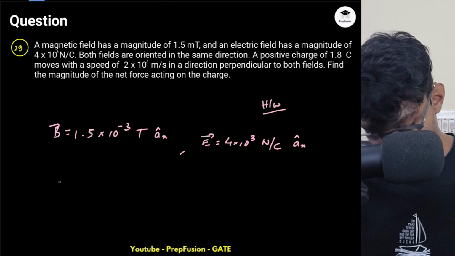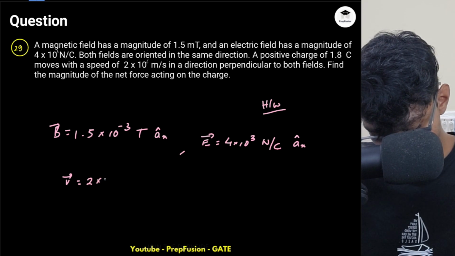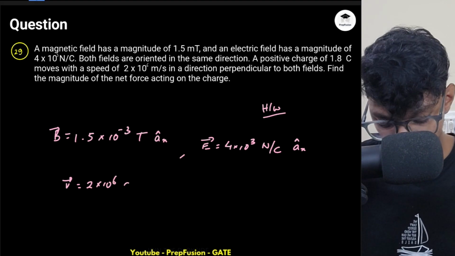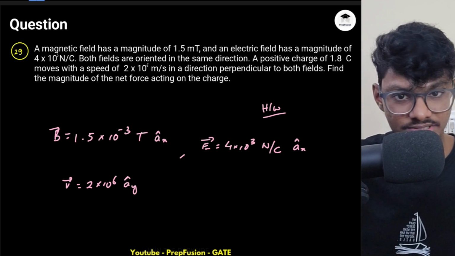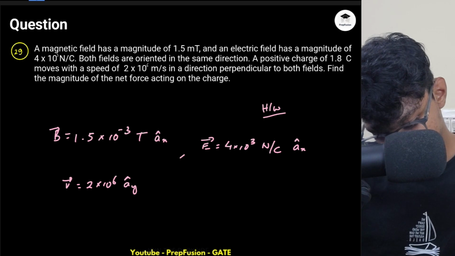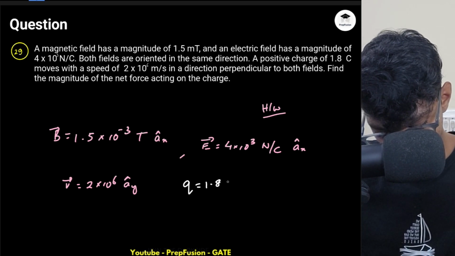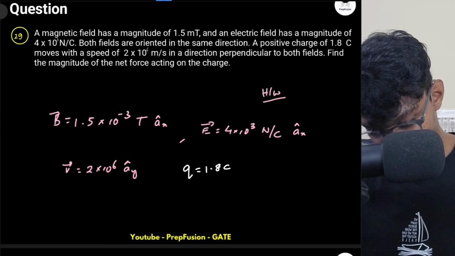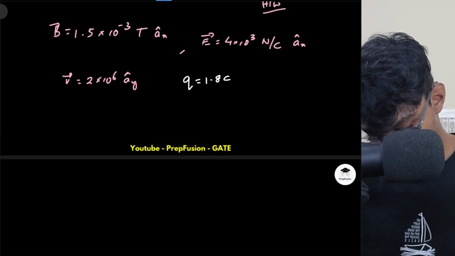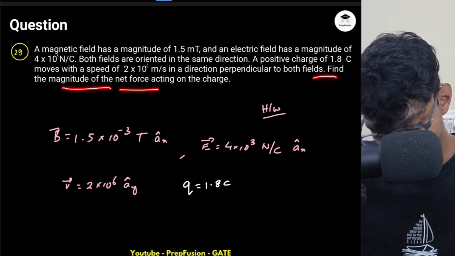So I have a positive charge and the velocity of the charge is 2 into 10 raised to power 6 meter per second in a direction perpendicular to both. So I will assume it as ay cap direction, which is perpendicular to both the fields. Okay, and it is a positive charge of 1.8 Coulomb. Now what do we have to find out? We have to find the magnitude of the net force acting on the charge.